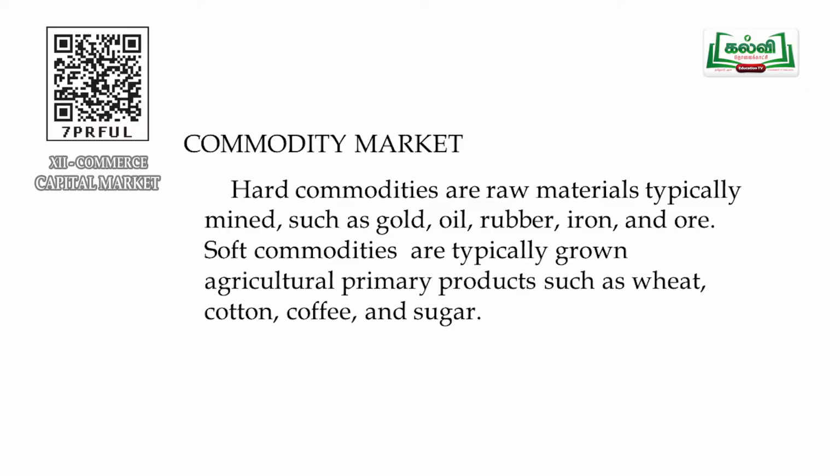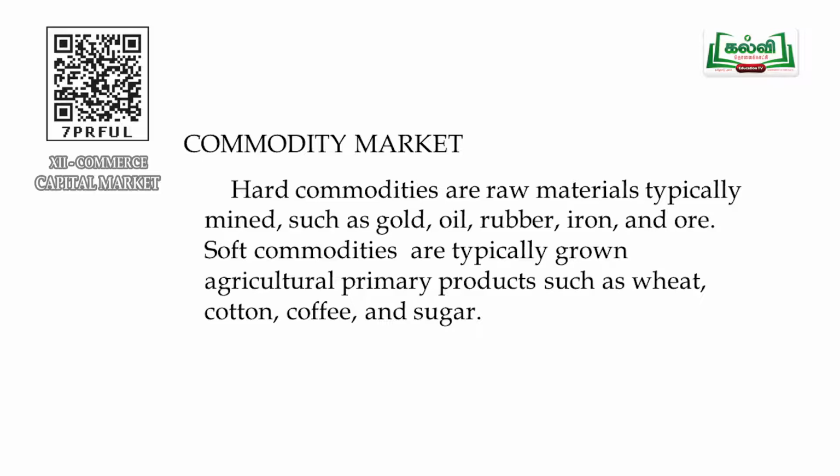Under this, there are two subgroups. One is hard commodities market, another one is soft commodities market. Hard commodities are raw materials typically mined, such as gold, oil, rubber, iron and ore. These are called hard commodities because it takes more time and also they come from hard places. Examples are mines, gold, oil, rubber, iron and ore, like petrol and diesel also.